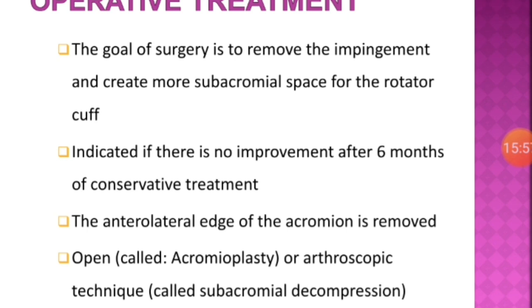The operative treatment is given for patients in whom conservative management fails and there is no improvement even after 6 months of conservative treatment. The goal of surgery is to remove the impingement and create more subacromial space for the rotator cuff. The anterolateral edge of the acromion is removed either by an open surgery, which is known as acromioplasty, or an arthroscopic technique called subacromial decompression. The success rate of the operative treatment is around 70 to 90%.